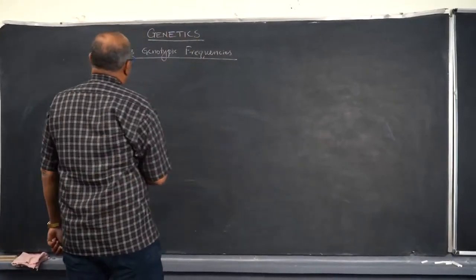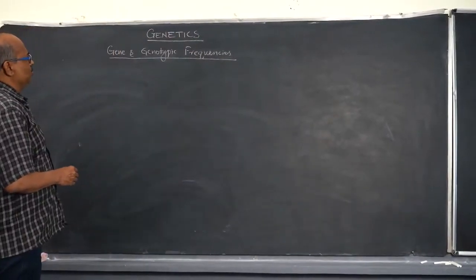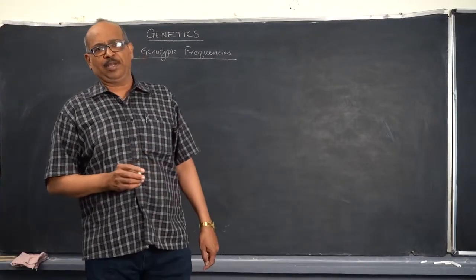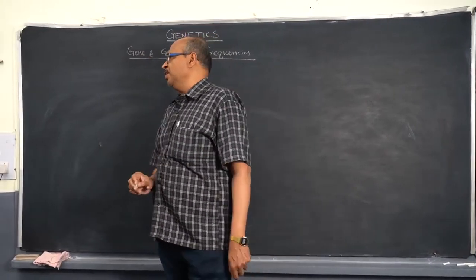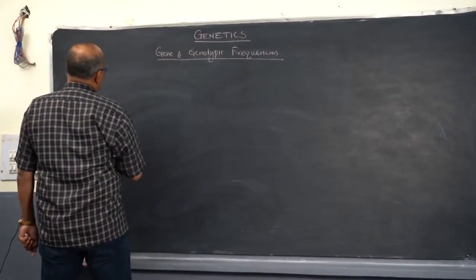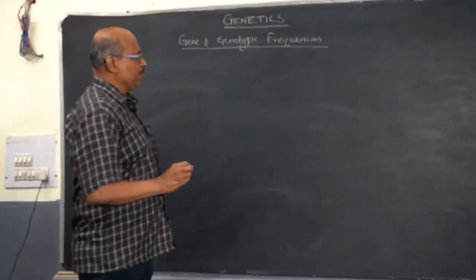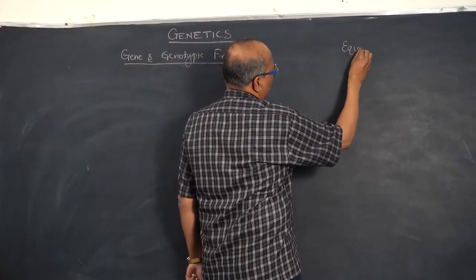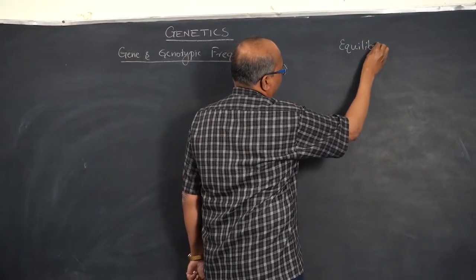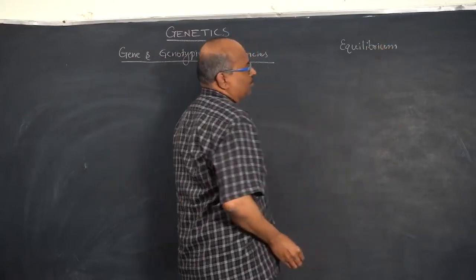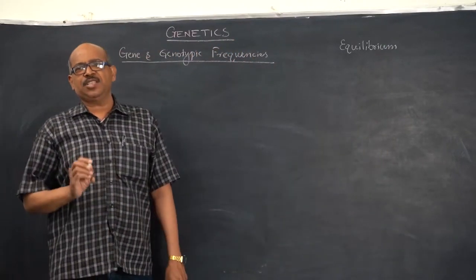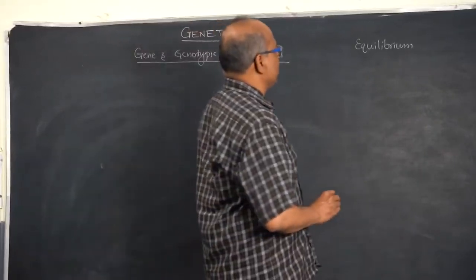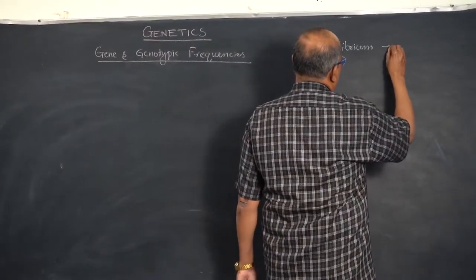So in genetics we will be considering two major concepts. One is the gene frequency and the second one is genotypic frequency. These two will be important because they determine whether the population exists in equilibrium or not. For a population to exist in equilibrium, the gene and genotypic frequencies should be constant.